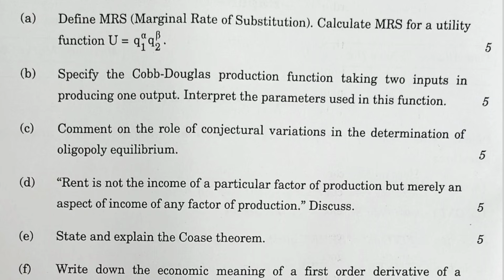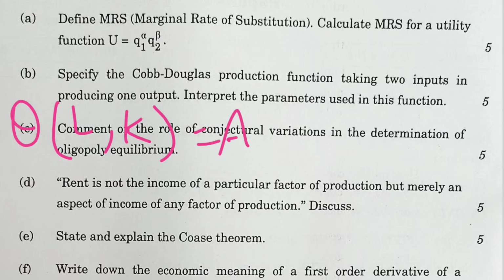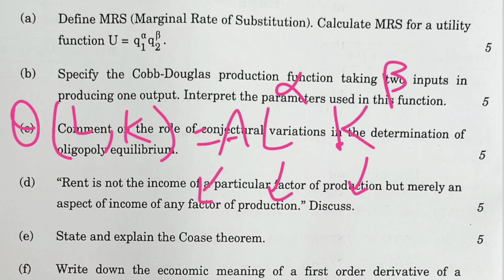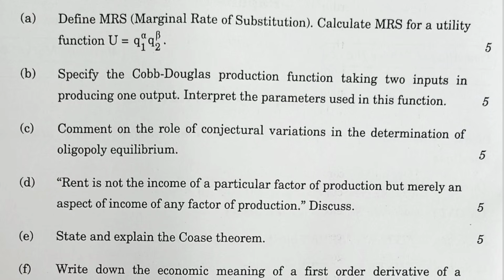We have a Cobb-Douglas production function. We know that the Cobb-Douglas production function is a function of labor and capital, which is equal to A times L to the power alpha times K, capital, raised to the power beta. Okay, A denotes the technology parameter or Solow's residual, L denotes the units of labor employed, K denotes the units of capital employed, and alpha and beta denote the output elasticity with respect to labor and capital. Okay, so in this question you have to interpret it also.